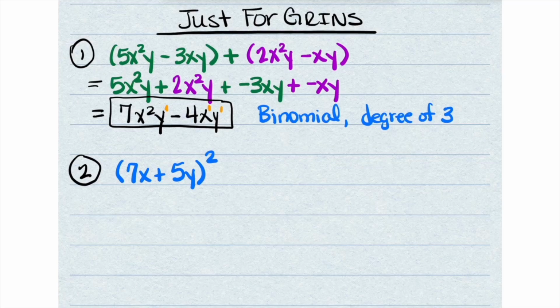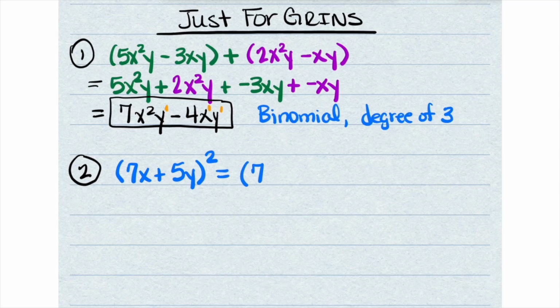You can do the FOIL method. Now, I did this one because it's very tempting for people to say, oh, this is 7x squared plus 5y squared. But that's not right. You cannot distribute the exponent inside. The only things that you can distribute is when there's a minus on the outside, or if there's a number on the outside. But when you have exponents, the exponent tells you how many times whatever's in the parentheses exists.